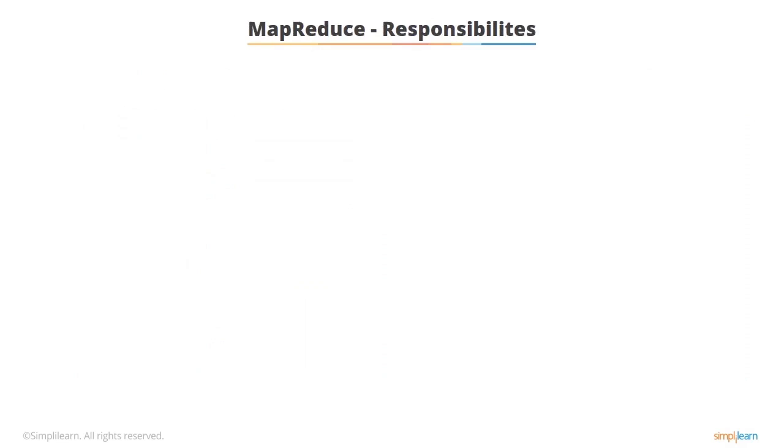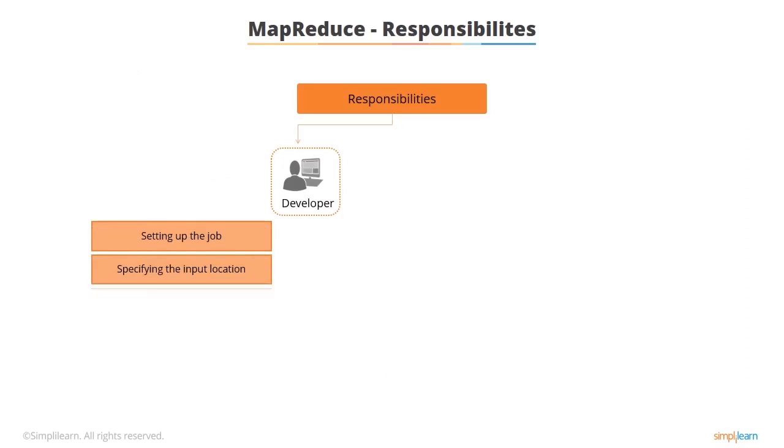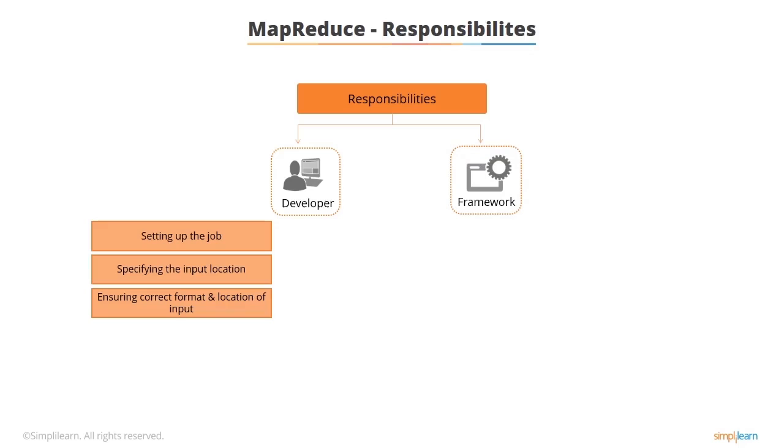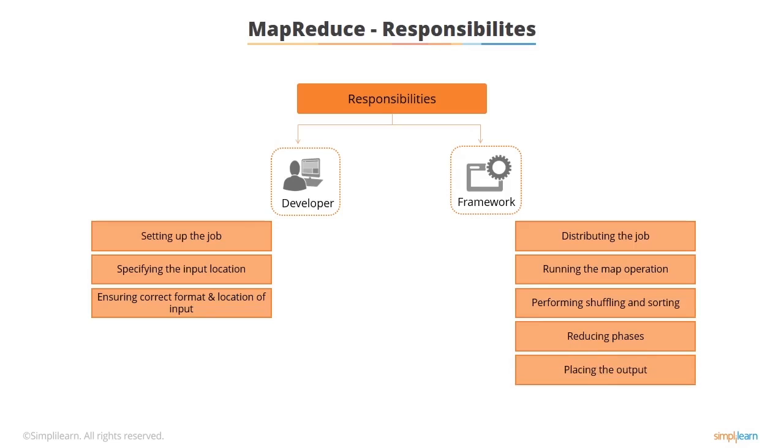The basic user or developer responsibilities of MapReduce are setting up the job, specifying the input location, and ensuring the input is in the expected format and location. The framework responsibilities of MapReduce are as follows: distributing jobs among the application master and node manager nodes of the cluster, running the map operation, performing the shuffling and sorting operations, reducing phases, placing the output in the output directory, and informing the user of the job completion status.